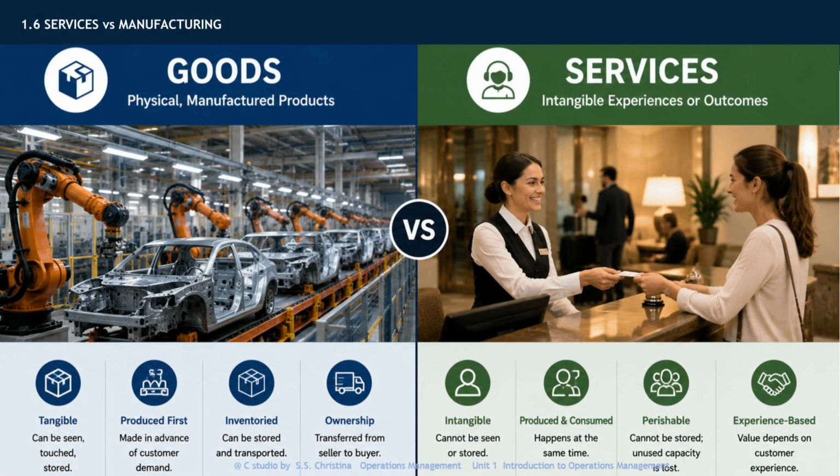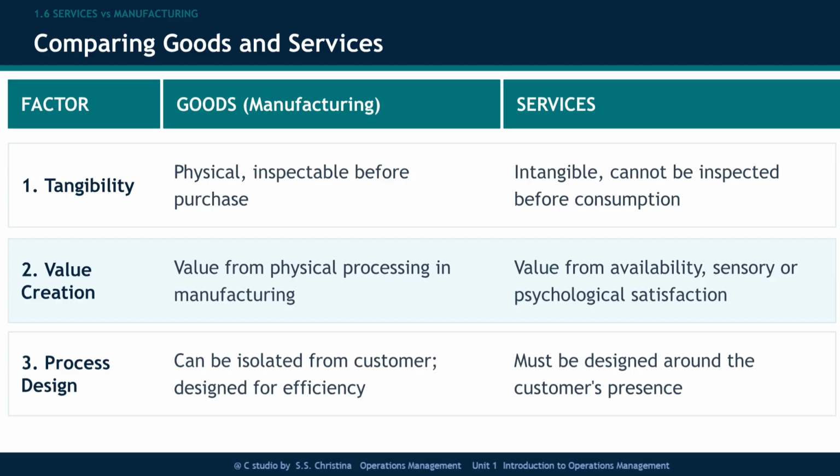A key challenge in operations is distinguishing between goods and services. Understanding their differences in tangibility, inventory, and capacity requirements is essential for designing effective operations. Tangibility. Goods are physical. You can see a car, touch a washing machine, count boxes on a shelf. You can inspect goods before the customer receives them. Services, a haircut, a medical consultation, a flight, are intangible. You can't inspect a service before it's delivered. The customer experiences it as it happens.